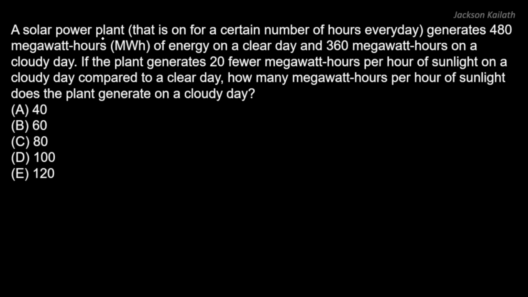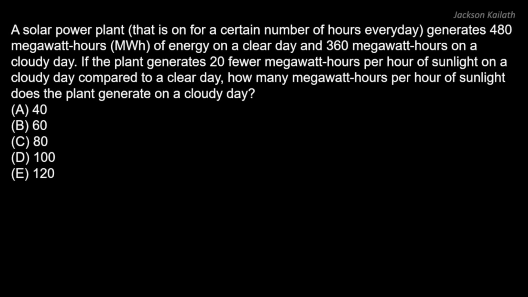So we have a solar power plant and it's on for a certain number of hours every day. And it generates 480 megawatt hours of energy on a clear day and 360 megawatt hours on a cloudy day. If the plant generates 20 fewer megawatt hours per hour of sunlight on a cloudy day compared to a clear day, how many megawatt hours per hour of sunlight does the plant generate on a cloudy day? So that's the question.